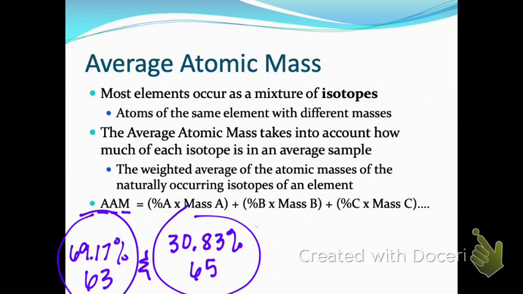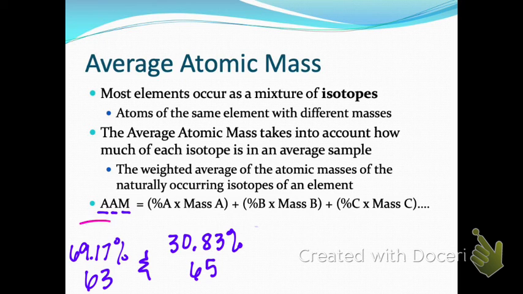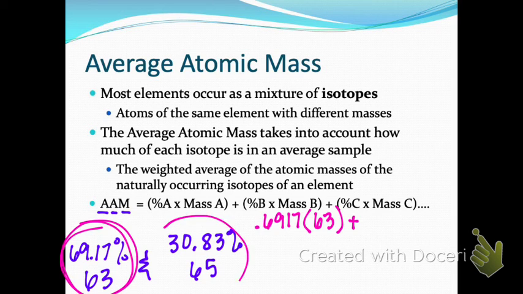Now let's figure out how to put this into the equation. I take the percentage of isotope A times its mass. So the percentage I convert to a decimal, 0.6917 times the mass, 63, plus the percentage of isotope B times its mass, 0.3083 times 65. Go ahead and grab your calculator out if you don't have it out just yet.